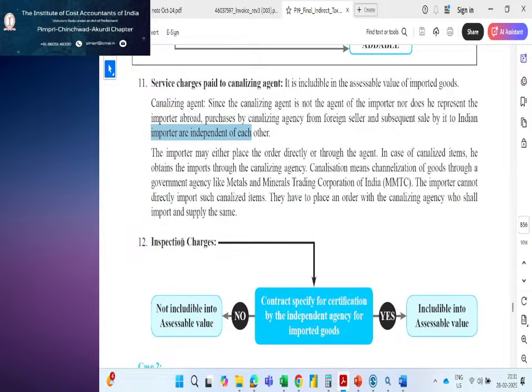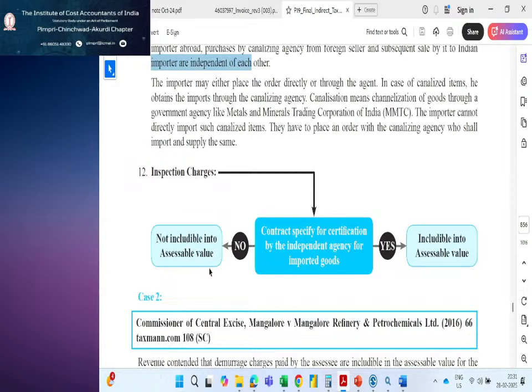So we have inspection charges. What exactly do we need to consider under inspection charges? Certification by an independent agency for imported goods. If it is there, then include it in the assessable value. If there are no such inspection charges, then you don't need to consider them in the assessable value.